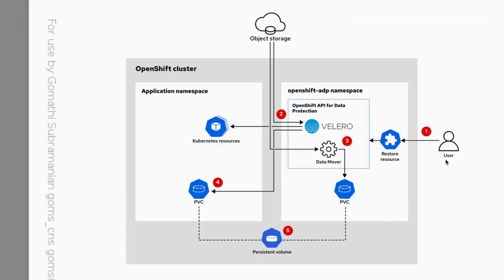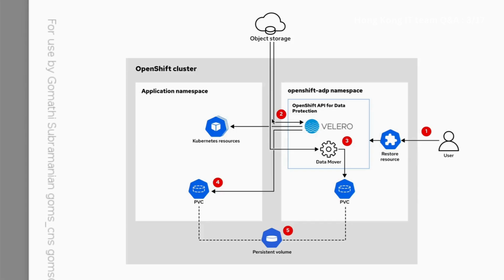So once the user triggers the restore option in the OpenShift ADP namespace, Velero will import the Kubernetes resources from the backup storage to the application namespace. And then the data mover creates a temporary PVC and transfers the application data from backup storage to the new volume. Then Velero creates a PVC in the application namespace with the same PV. And then finally, after the transfer is complete, the data mover releases the PV from the temporary PVC in the OpenShift ADP namespace. This is how it works.